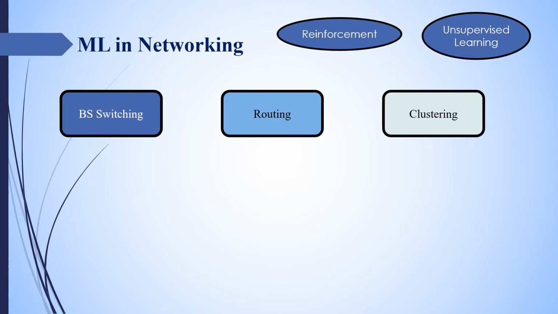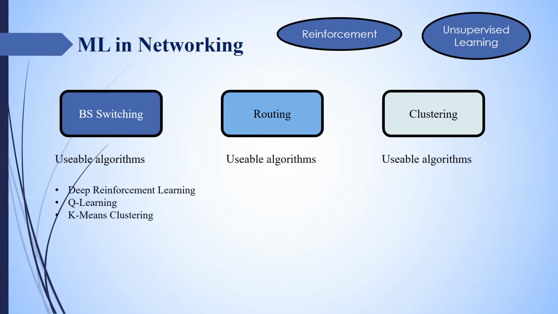In BS switching, first of all we have deep reinforcement learning, Q learning, and K-means clustering. These three can be applied to the base switching as a very intelligent method is required. It's a very sensitive subject with respect to 5G. Second is routing. Routing is also very important as an efficient routing algorithm can preserve the connectivity among the devices. We can apply here Q-learning, CNN, and RNN. These are all types of neural networks.